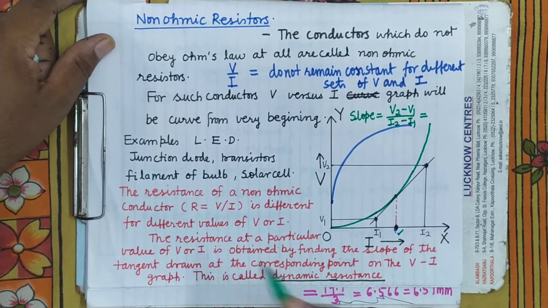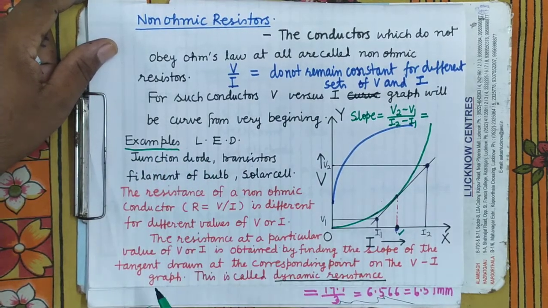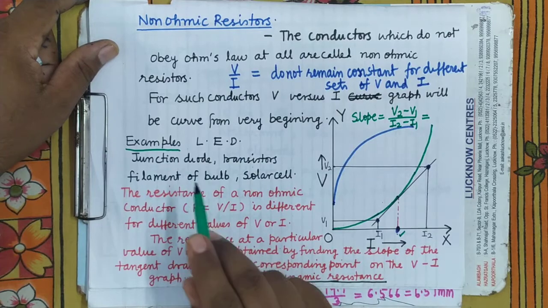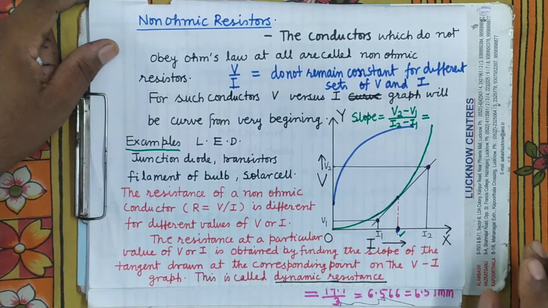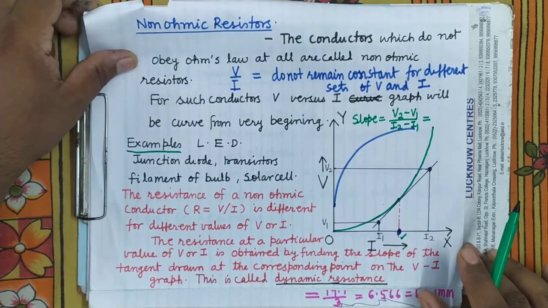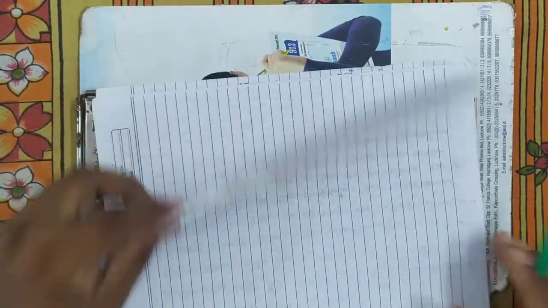Now, what are the examples of non-ohmic conductors? LED, light emitting diode, junction diode, transistors, filament of bulb, solar cell. These are the non-ohmic conductors. It's clear.